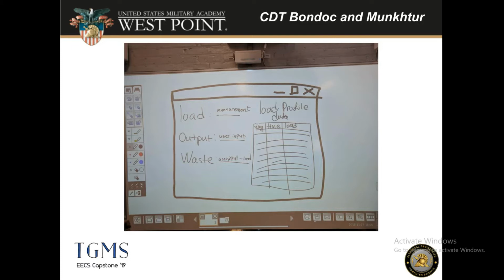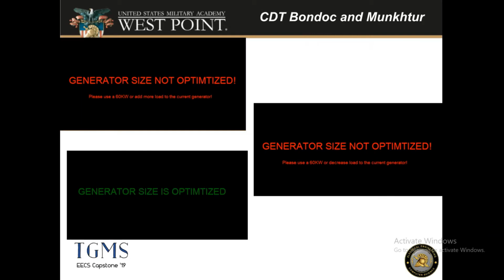However, when communicating with our product owner, we realized that we were straying away from his vision of the user interface. The main intent of the low-level user interface was to display the appropriate generator size and possible course of action if needed. With this information, Cadet Monkhurt and myself created a very simplistic GUI design, emphasizing whether the generator size is optimized or not.